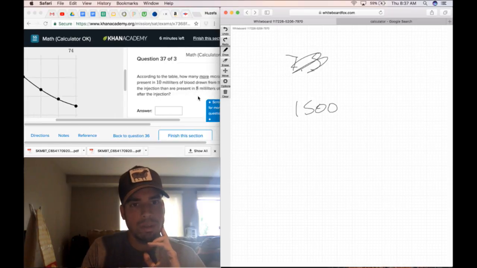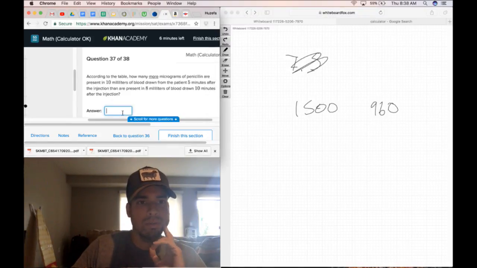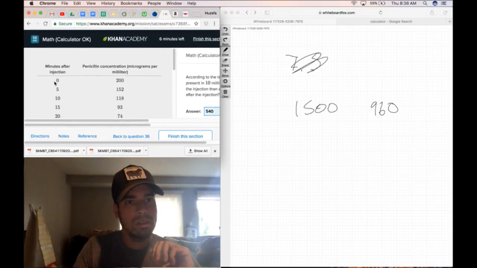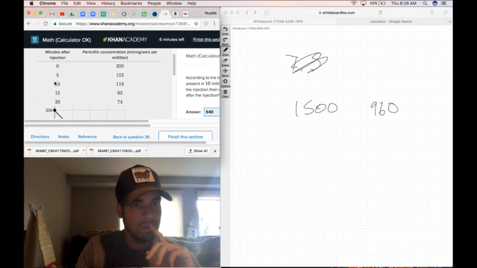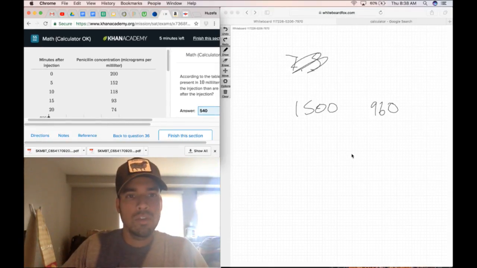Man, this is tough. This is hard to approximate from a graph. 120 times 8, which is 960. So I think it's 540. Is there any equation? Because that graph is a little tough to totally approximate. Oh, here we go. Here are the exact values. I didn't see this. So it's 1520.